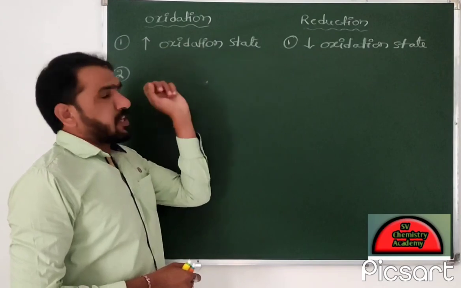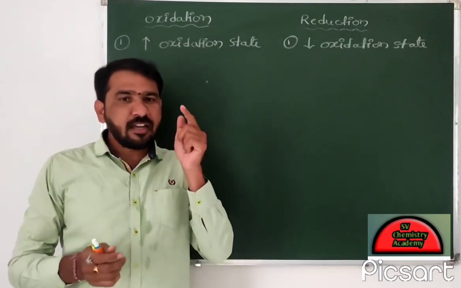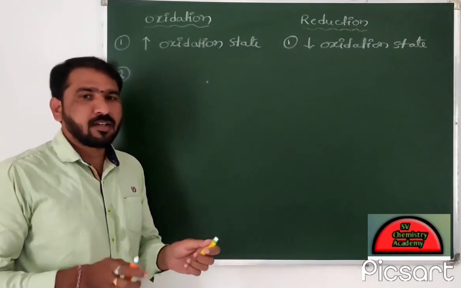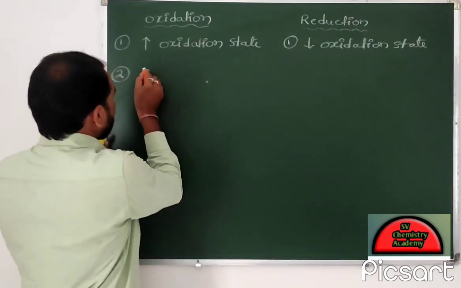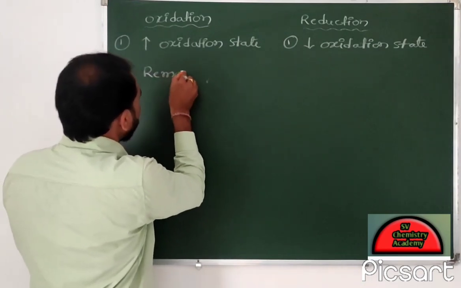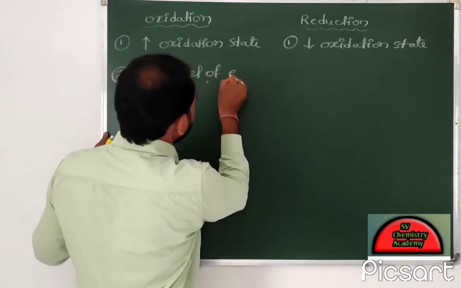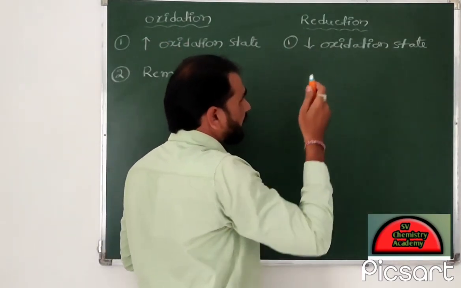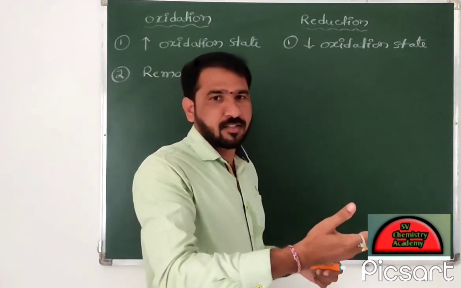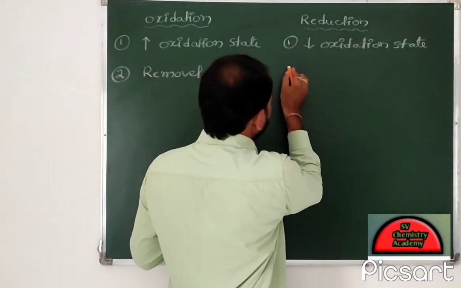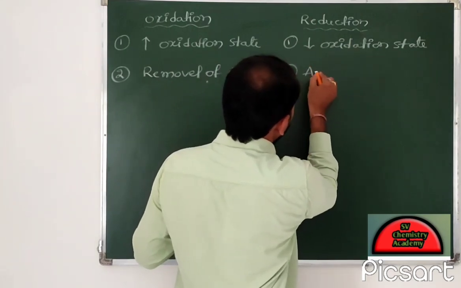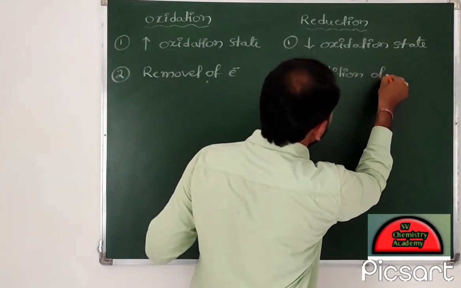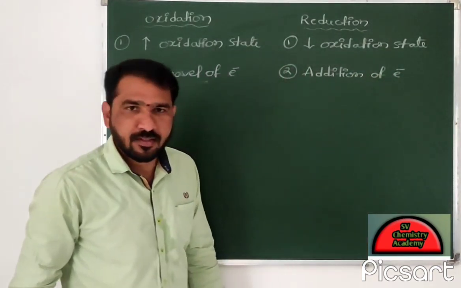Then coming to the second point, why does the oxidation state of an atom in the molecule increase in oxidation? Because it loses electrons. It means removal of electrons is called oxidation. Here, decreasing the oxidation number by adding electrons is called reduction, so addition of electrons. Is it clear?